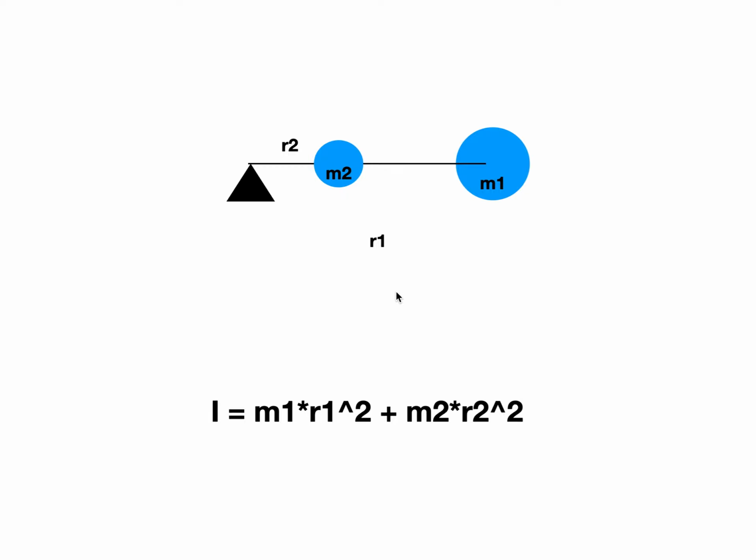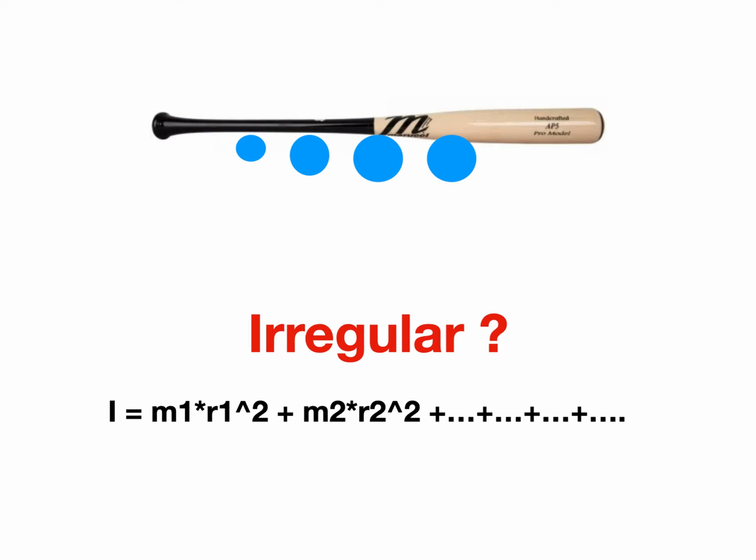But this example is still not what happens in the real world. In the real world, it's usually this kind of thing. We want to know the moment of inertia, like how hard it is to swing this baseball bat. And there are infinitely many points of mass around the baseball bat, which is super hard to calculate. You would need thousands of single moments of inertia to sum up, which is not feasible.